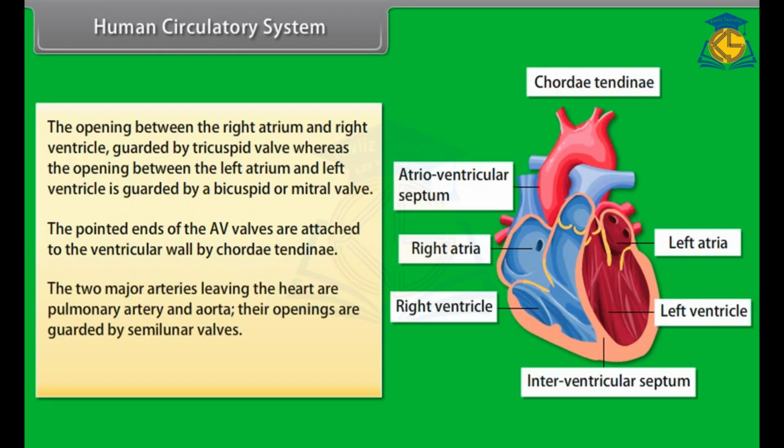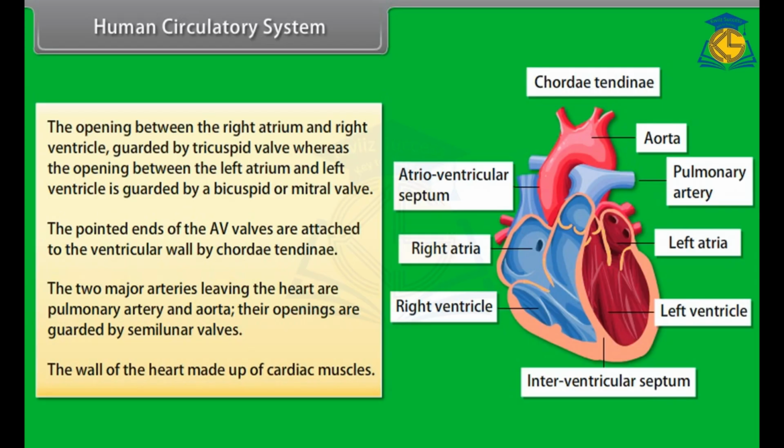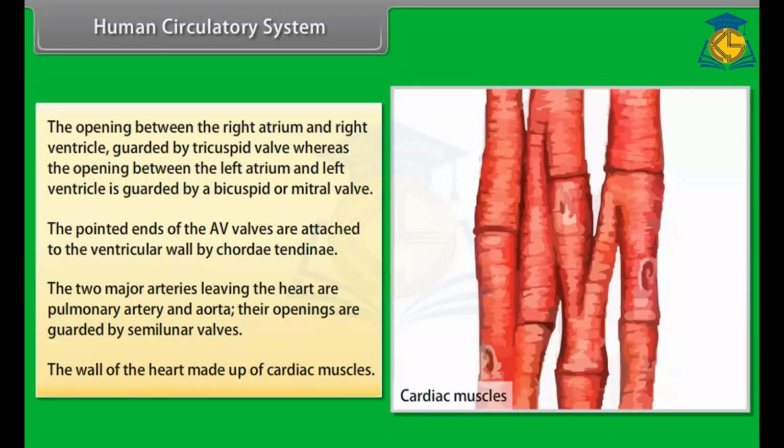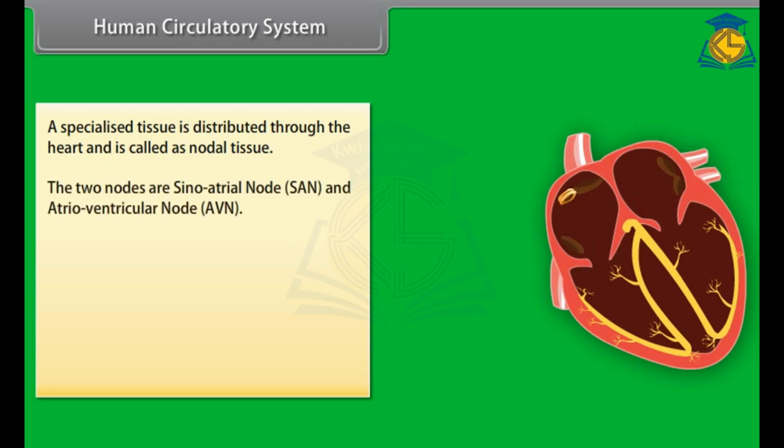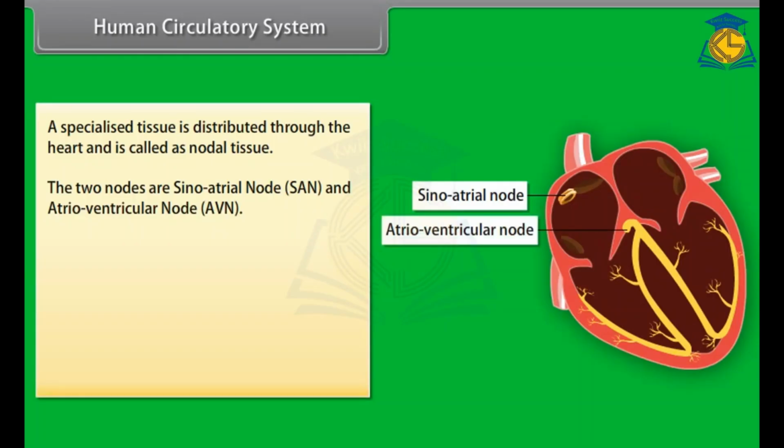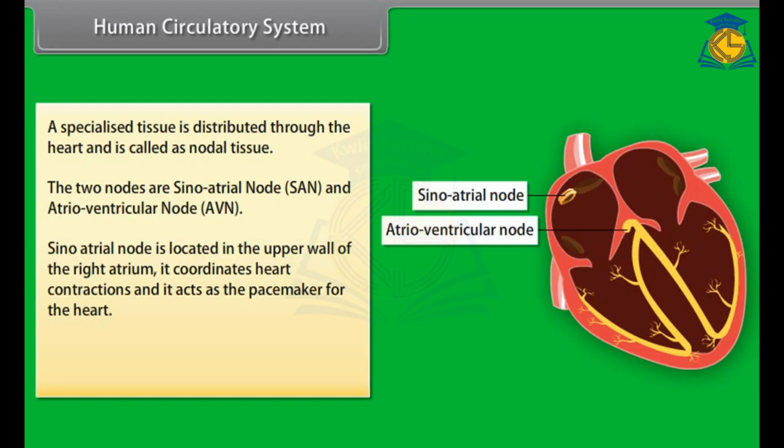The 2 major arteries leaving the heart are the pulmonary artery and aorta. Their openings are guarded by semilunar valves. The wall of the heart is made up of cardiac muscles. A specialized tissue is distributed through the heart and is called nodal tissue. The 2 nodes are the sinoatrial node and atrioventricular node. Sinoatrial node is located in the upper wall of the right atrium. It coordinates heart contractions and acts as the pacemaker for the heart.